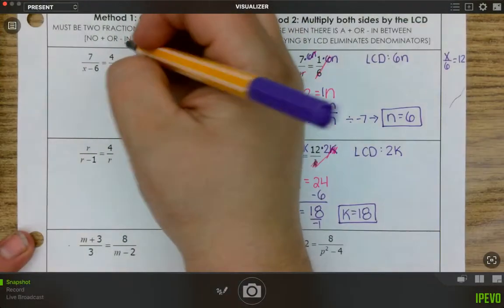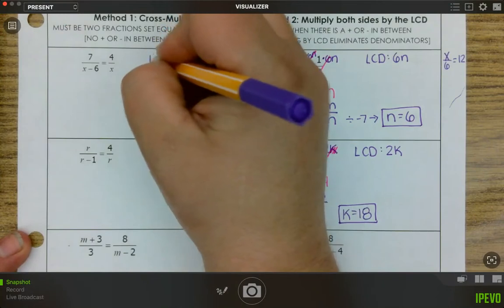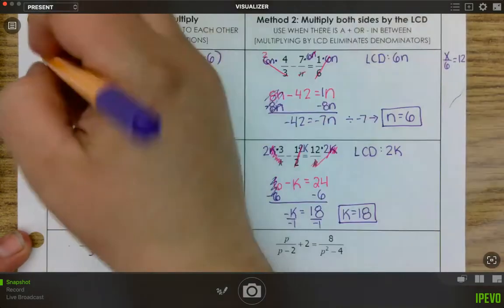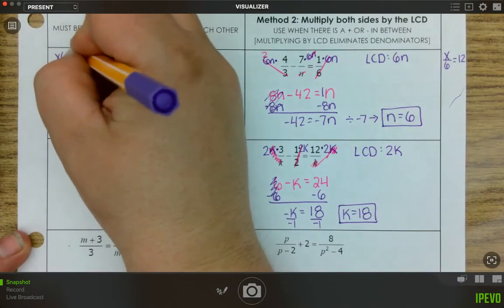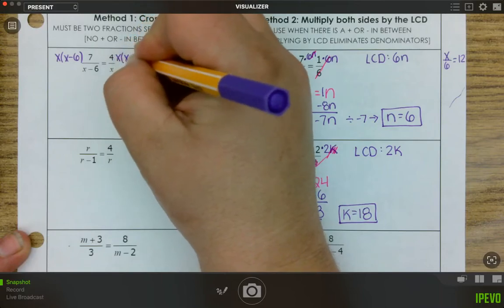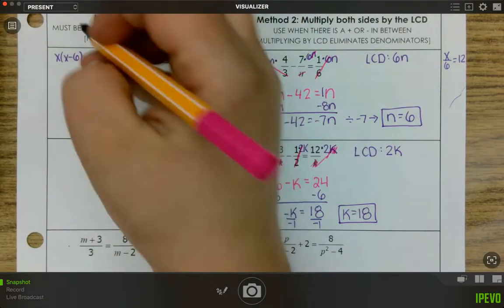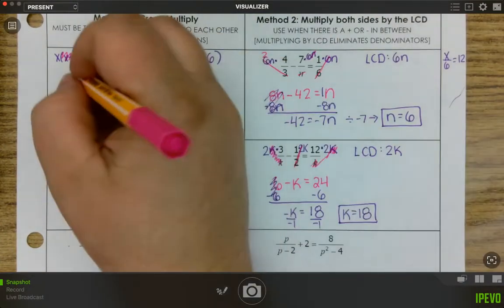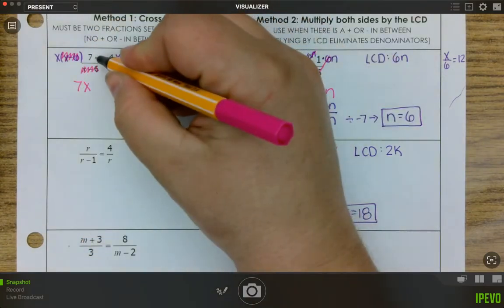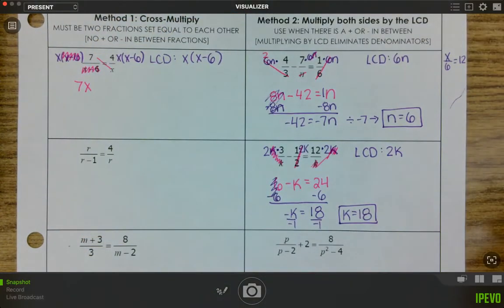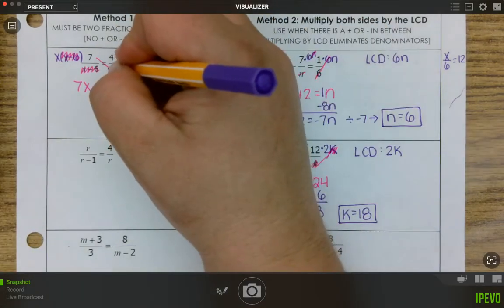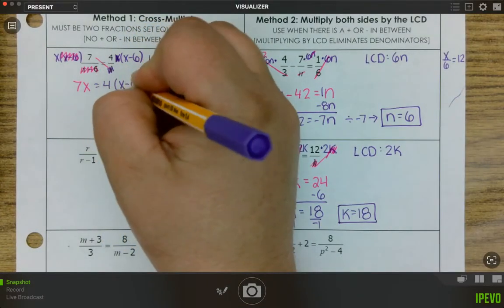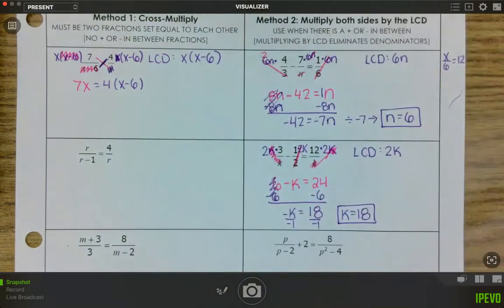Just because if you don't want an extra rule to memorize, my LCD would be x and x minus 6 multiplied together like this. And if I put that on both sides, because there's only one fraction on each side, the denominator it already had is going to cancel out, like that. So this ends up being 7x. It's always going to end up with the opposite denominator. Then on this side, the x and the x cancel. So these two end up getting multiplied.